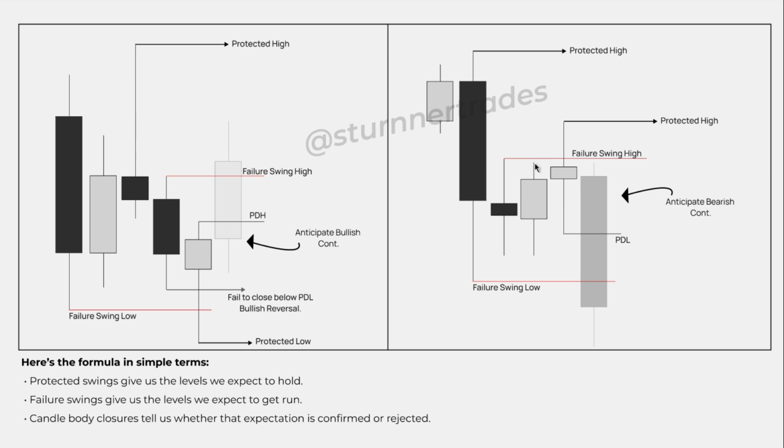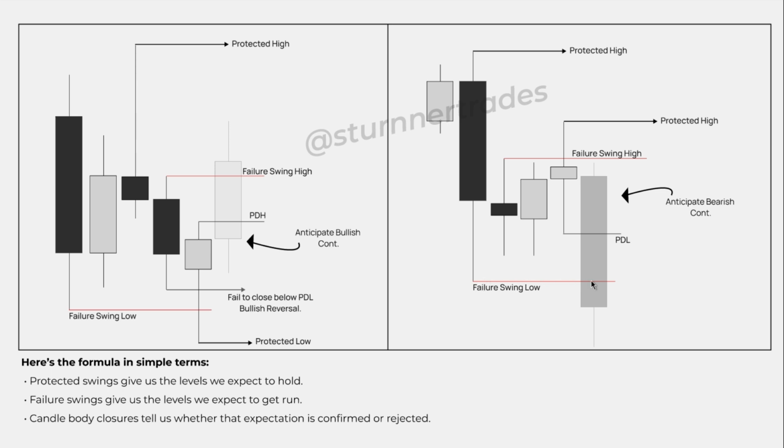And on the upside, we also had failure swing highs. The very next candle swept those failure swing highs and then closed back inside the previous day's range. That confirms a bearish reversal day. And with that protected high in place, we expect the following candle to continue lower, aiming for the previous day's low and the cluster of failure swing lows beneath it.